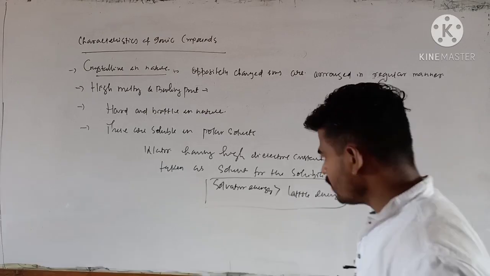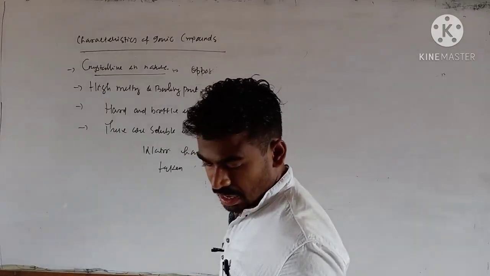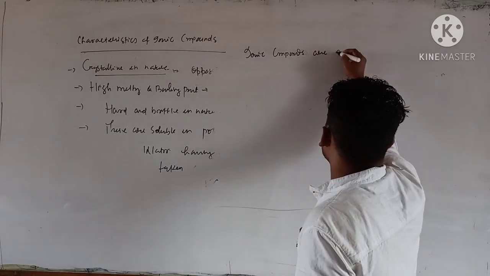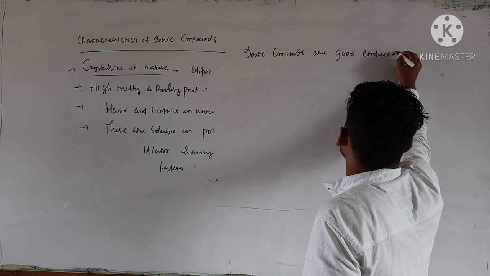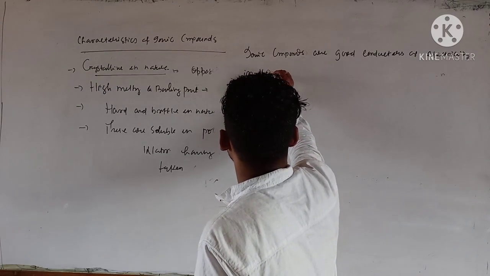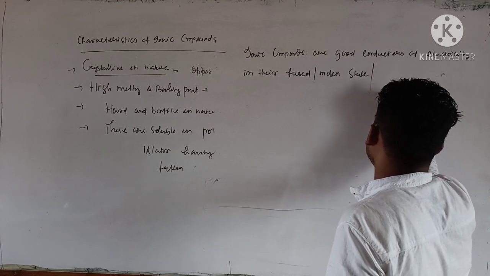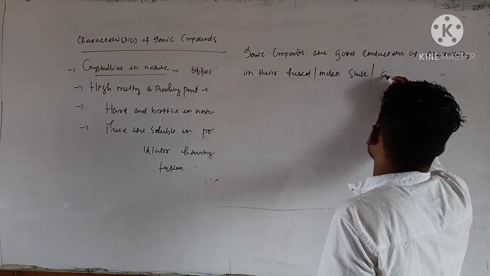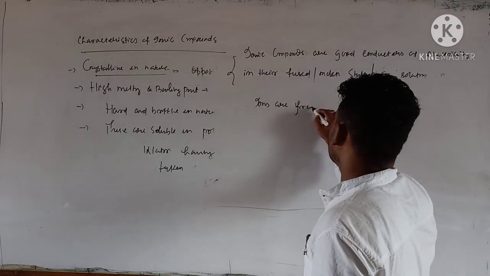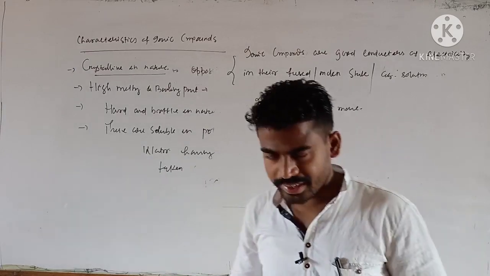Next, regarding their electrical conductivity. Ionic compounds are good conductors of electricity in their fused or molten state, or in their aqueous solution, because in this state the ions are free to move, that's why they conduct electricity. So these are a few important characteristics of ionic compounds.